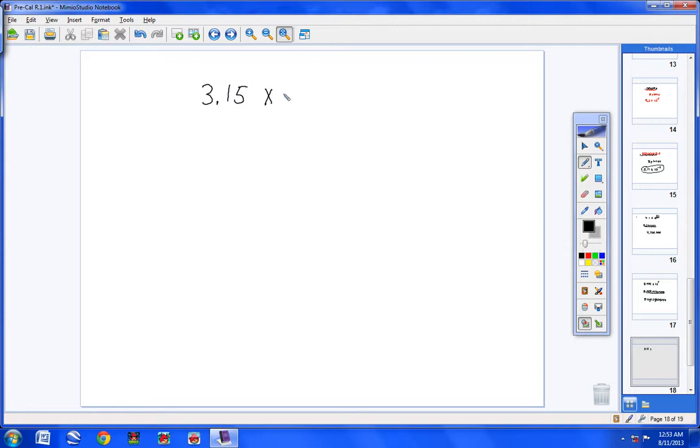3.15 times 10, oh, look at this, to the negative 6. Now, because the exponent is negative, I'm not going to move the decimal this way. That would make a really large number. I'm going to move the decimal this way, and I'm going to move it 6 places. So 3.15, so 6 places, 1, and then 5 more, 2, 3, 4, 5, 6. So my decimal is now here, and I've got to fill in 5 zeros.